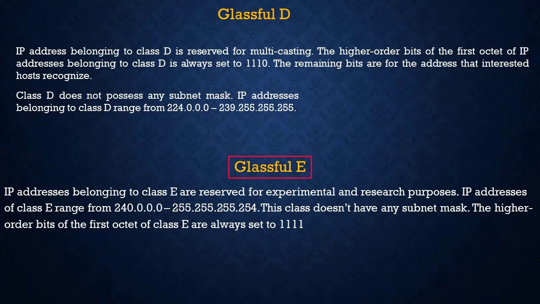239.255.255.255. Class E. IP addresses belonging to Class E are reserved for experimental and research purposes. IP addresses of Class E range from 240.0.0.0 to 255.255.255.254. This class doesn't have any subnet mask. The higher order bits of the first octet of Class E are always set to 1111.